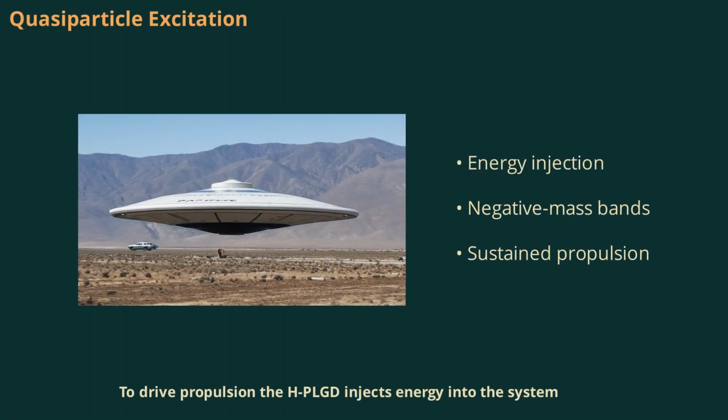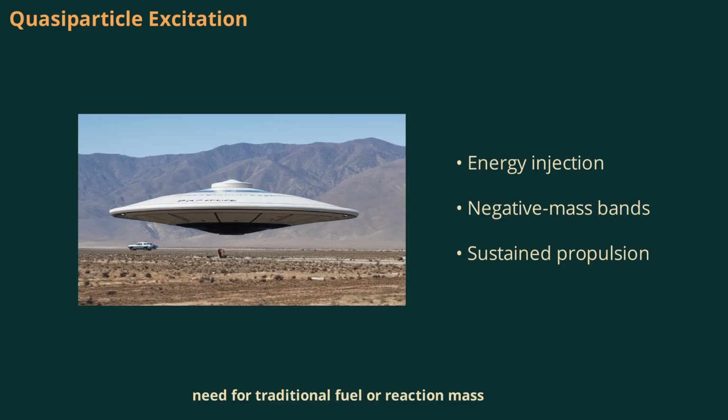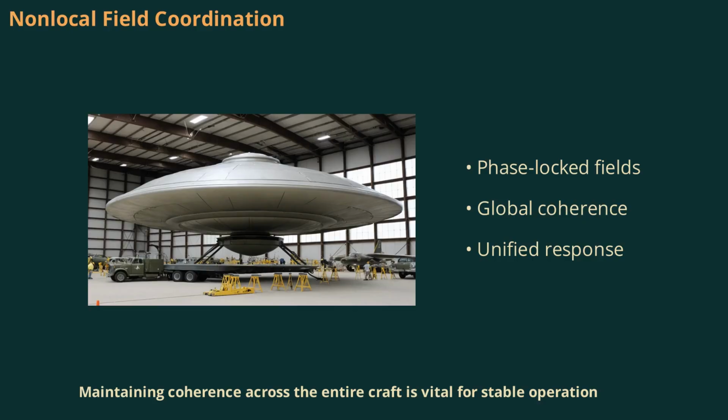For drive propulsion, the H-PLGD injects energy into the system, exciting quasiparticles such as phonons and polaritons. These excitations populate negative mass bands, which are essential for generating thrust. By carefully managing energy injection and resonance conditions, the craft can sustain propulsion without the need for traditional fuel or reaction mass. Maintaining coherence across the entire craft is vital for stable operation. The H-PLGD uses phase-locked polariton fields to ensure that all regions of the vehicle respond as a unified whole. This non-local coordination maintains the global inertial topology, preventing destructive interference and maximizing efficiency.